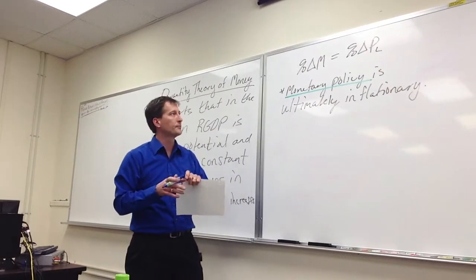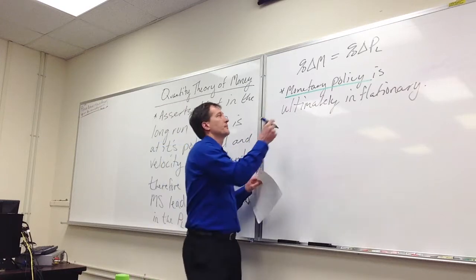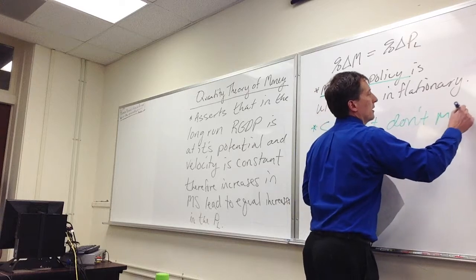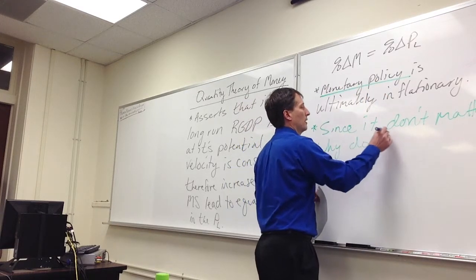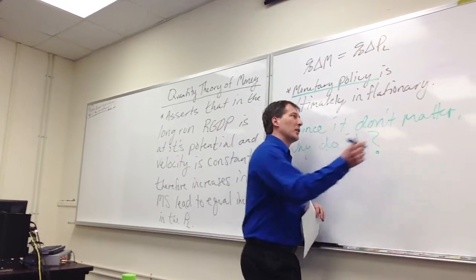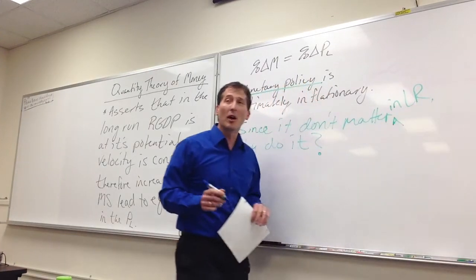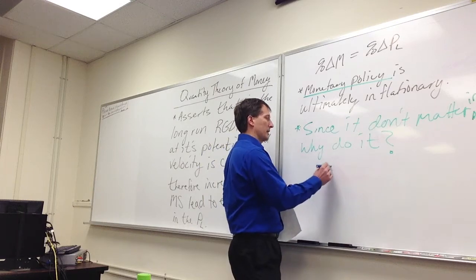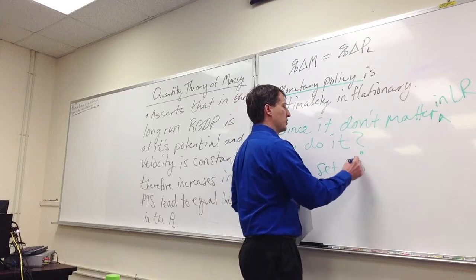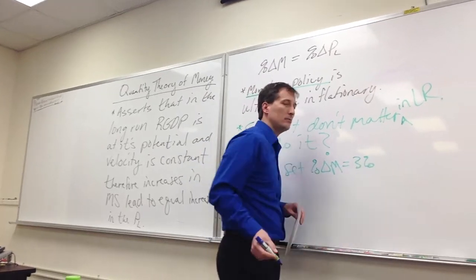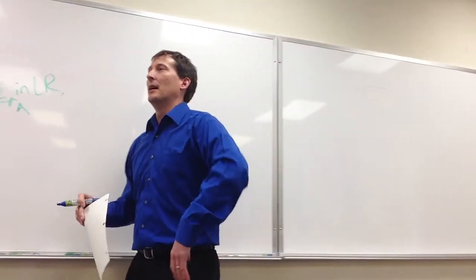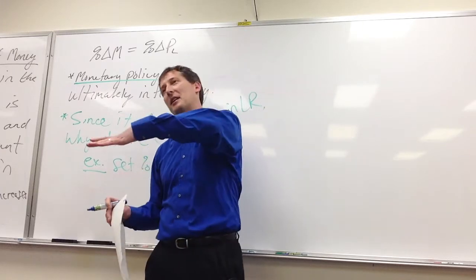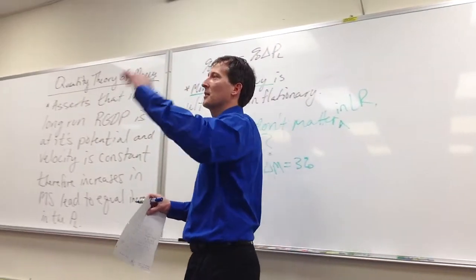So his prescription was to not really do monetary policy. Since it doesn't matter in the long run, why do it? I better keep adding that little caveat, meaning that there are some short-run effects that might kick in. Since it doesn't matter in the long run, why do it? Maybe we should just have a policy of, for example, set the percentage change in money supply equal to 3%. In other words, the policy by the government would be, this year we're going to increase money supply by 3%. That's our policy. Next year, it's going to be 3%. The following year after that, 3%, and so on.